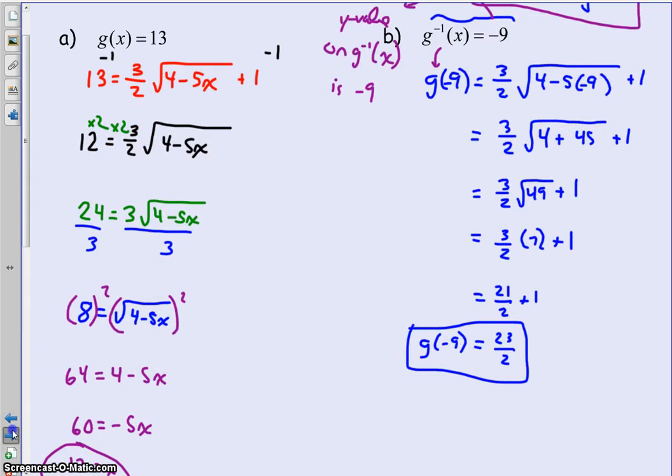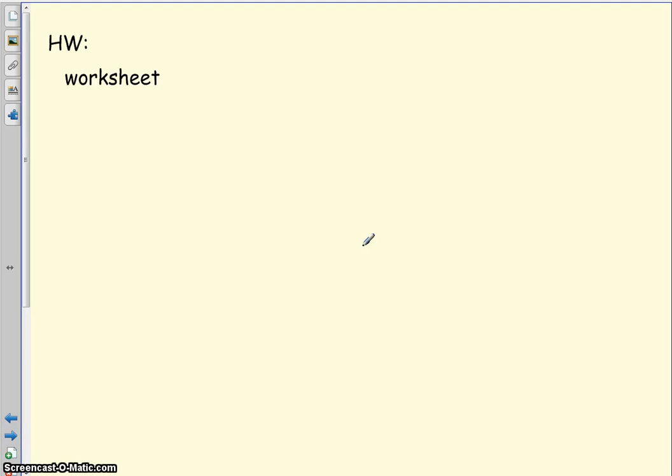Okay, so that's it for this one. That's it for the unit. So for the inverse worksheet I gave you earlier on, you're now able to do all the examples that are on there. So give that a try, and then you can start getting ready for the test. Okay, that's all.